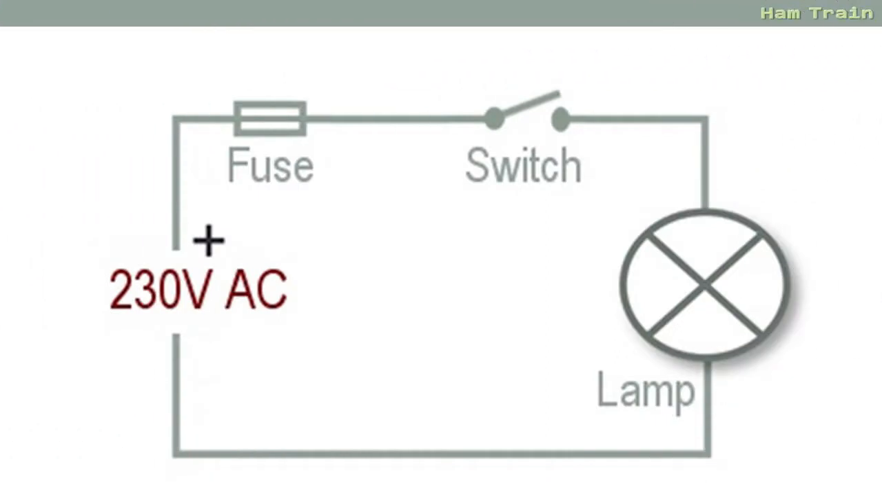Let's break it down and look at the circuit diagram for this desk lamp. You can see it's powered by 230 volts mains. There's a fuse in the circuit, an on-off switch, and the lamp or the bulb itself. A fairly straightforward circuit.